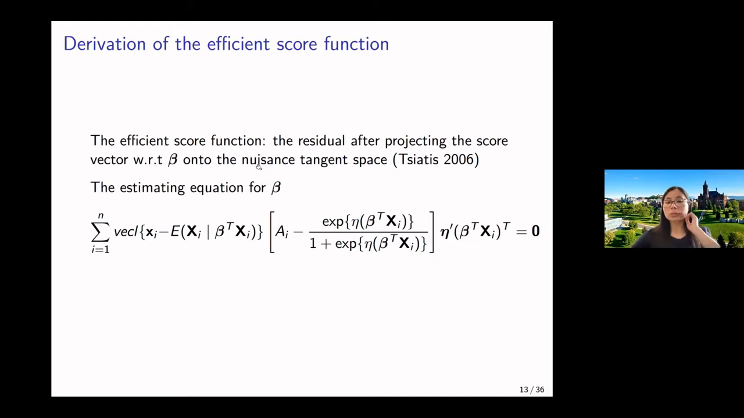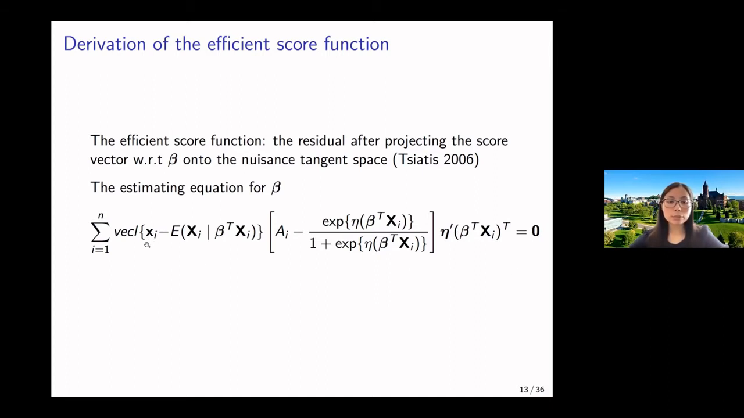The derivation of the nuisance tangent space is kind of technical. I don't want to bore you with math in the early morning, so I will put the detail in the paper. If you are interested, I can send you the paper that shows the detailed derivation. After doing some serious math here, we arrive at this estimating equation for the parameter beta. If we are able to solve for beta, then we will be able to estimate the propensity score. That means we will be able to evaluate the average causal effect in these high dimensional settings.